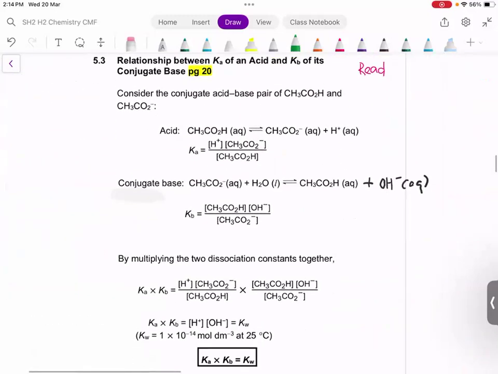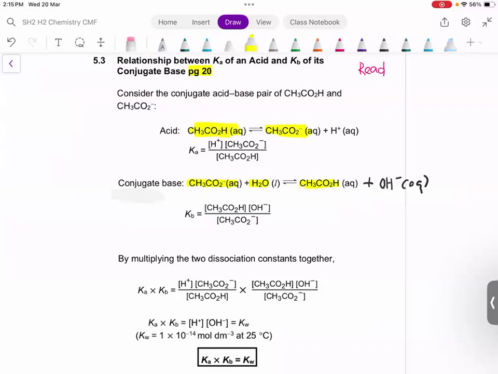So this one you can read on your own. Remember, a conjugate acid-base pair of a weak acid or weak base is a very loving couple. If you start off with the weak acid, it will dissociate in aqueous medium to give you the conjugate base. If you start with the conjugate base, it will react with the water to release the weak acid. So they always coexist with each other, since they are a very loving couple.